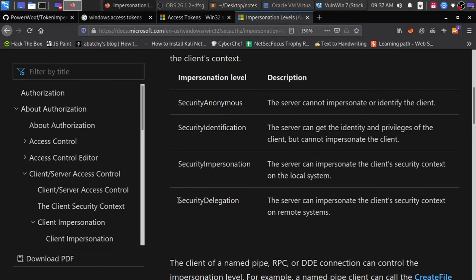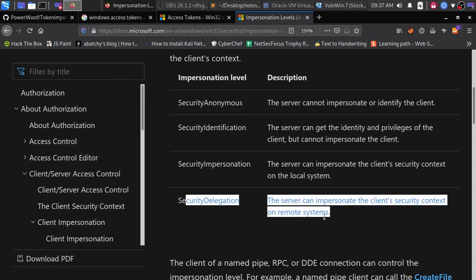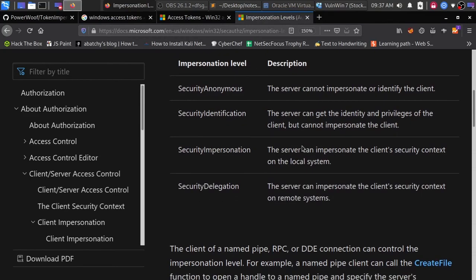The fourth level of impersonation is security delegation, the highest impersonation level, and this does what security impersonation does in addition to being available for remote systems as well. So security impersonation couldn't impersonate any user over the network, over to some other workstation, but security delegation can do that. So these are the impersonation levels.